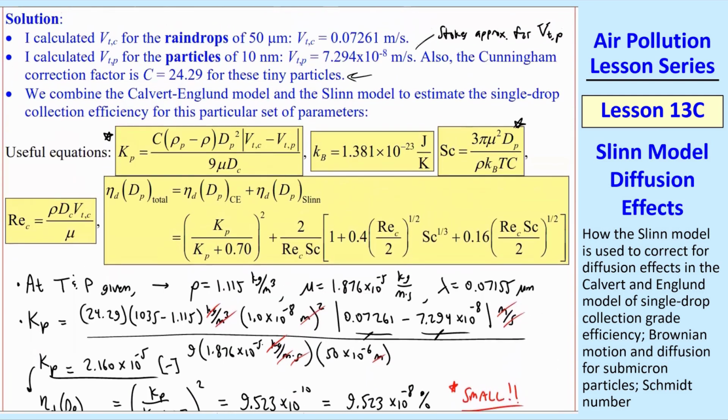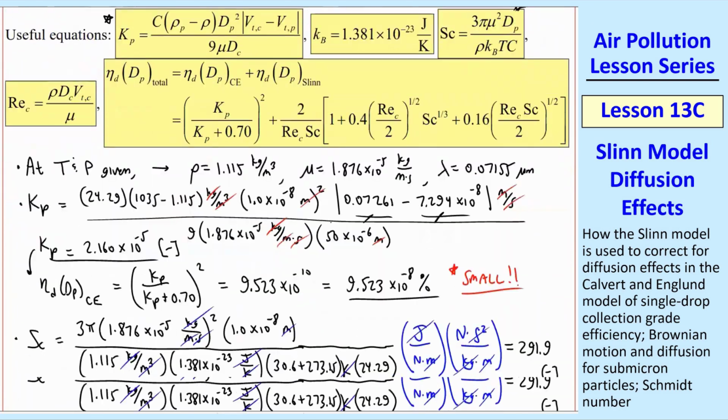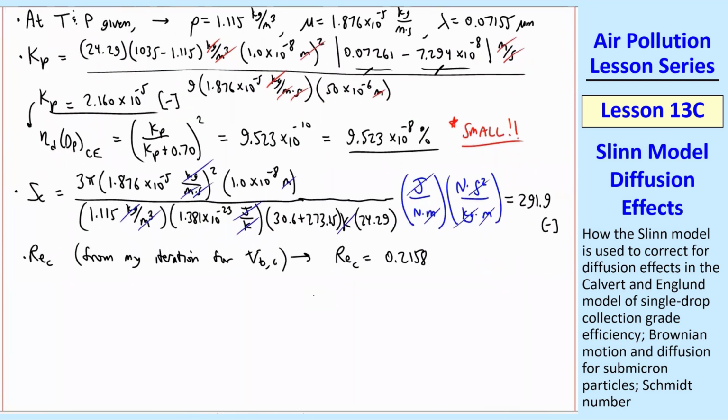I would encourage you to always do the iteration, however, because again, we're going to be extending this to a range of dP and Stokes will not always work. So just program it up once and you're done. I always iterate even when I know it's in the Stokes range.